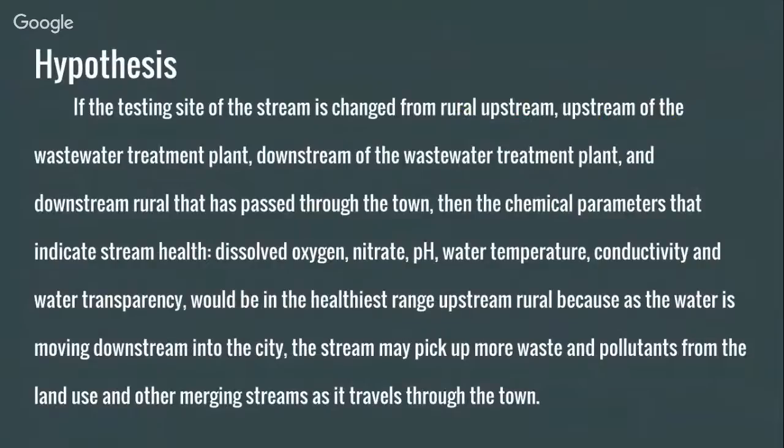If the testing site of the stream is changed from rural upstream of the wastewater treatment plant, downstream of the wastewater treatment plant, and downstream rural that is passed through the town, then the chemical parameters that indicate stream health would be in the healthiest range upstream rural, because as the water is moving downstream into the city, the stream may pick up more waste and pollutants from the land use and other emerging streams as it travels through the town.